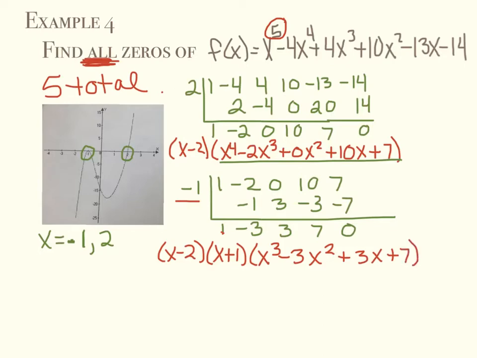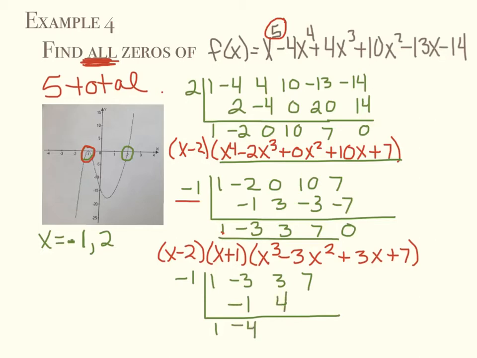And this can't factor by grouping, so we still have to use some more division. Luckily, we understand that a bounce means a repeat. So I'm going to divide -1 again. This time I'm going to use these numbers, 1, -3, 3, and 7. Bring down the 1, -1, -4, 4, 7 minus 7, 0.